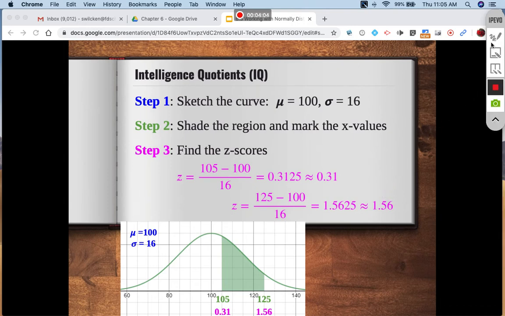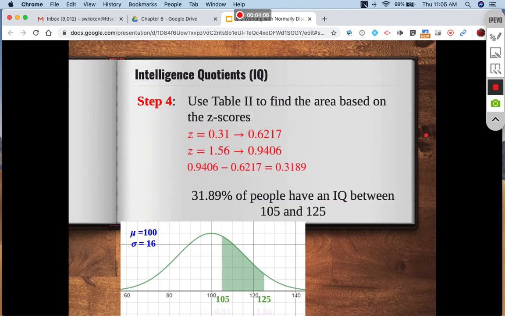So looking those up on my table, I get these values. I'm looking at the area between, so I take the difference. And I get 0.3189. So about 32% of the people have an IQ between 105 and 125, which also fits our approximation.